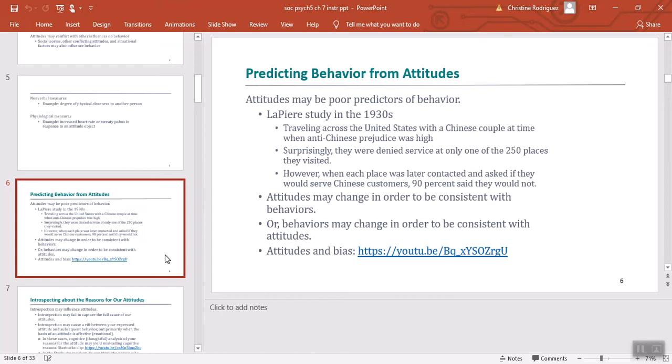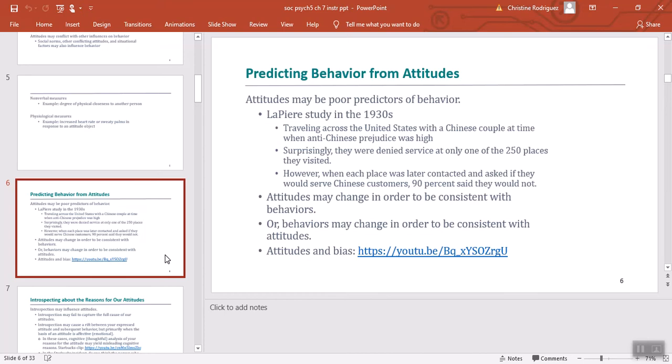So there's a study that's cited in the text, and you see it listed here. It was done in the 1930s, but I think it's still relevant because what it tells us is that people often will say one thing and then do something different. In this study, there was a Caucasian researcher who traveled across the United States with a Chinese couple. And during the 1930s, anti-Chinese sentiment was very high. And they were only denied service at one of the 250 places they visited.